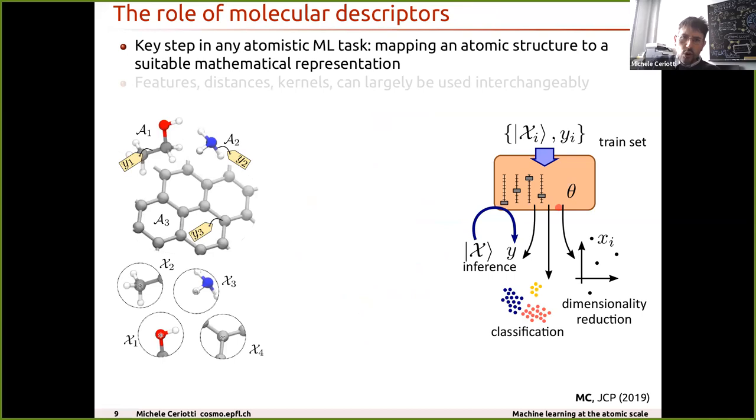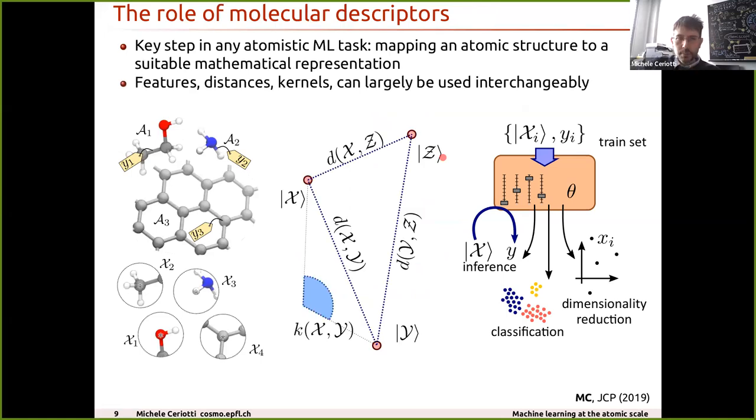So in all of these techniques that from a very abstract perspective can be seen as looking for patterns in the relationship between structures and target properties, a crucial role is played by the representation. What I call representation is essentially a mathematical formulation of the chemical and geometric nature of your input structures. And depending on the machine learning technique that you use, there are different families of representations.